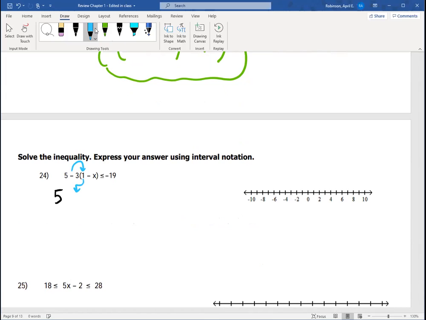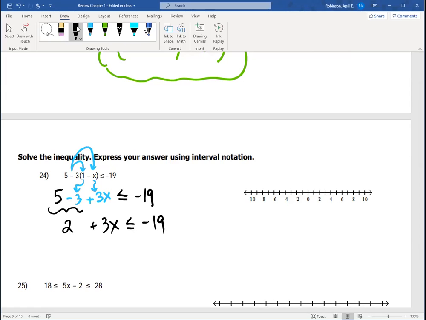-3 times 1 is a -3. -3 times -x is a +3x. That's where the parentheses end, so that's where the distributing ends. I can combine the 5 and the -3, that would be 2. And then I'm going to subtract 2 from both sides, cancels that.